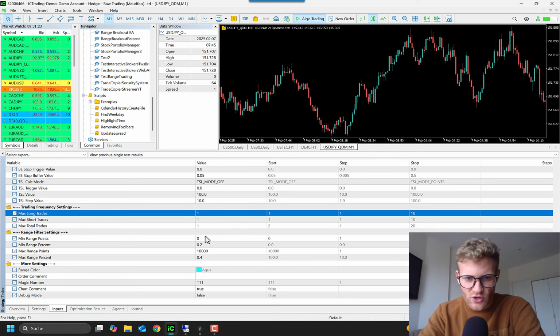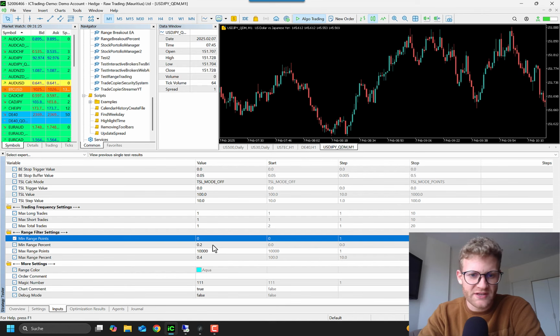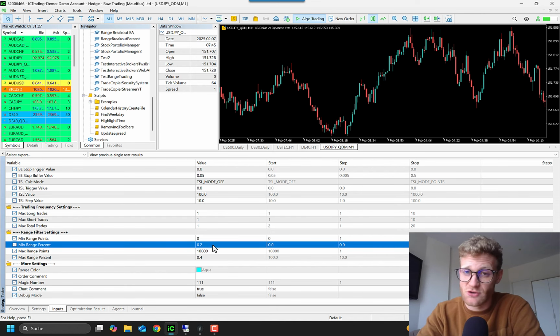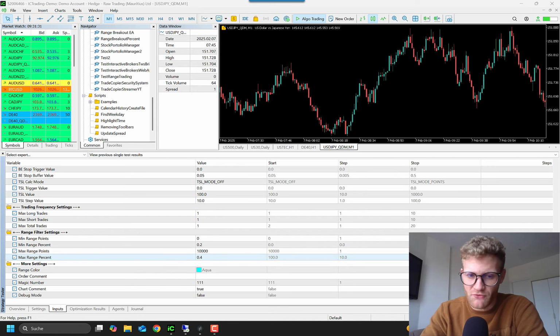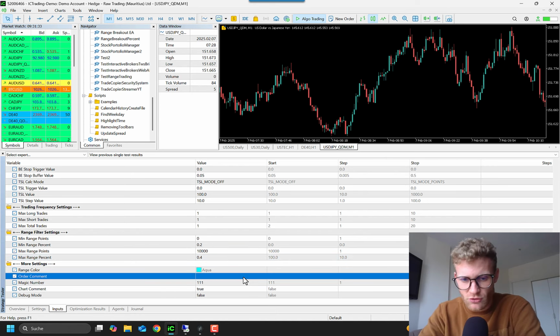Then also in my account I apply a range filter, so if the range is smaller than 0.2% or bigger than 0.4% of the current price, I do not trade, and this filters out quite a few trades. So here in the strategy tester you can see I will now simulate this for the current year 2025 just to show you again in the visual mode how this actually looks.